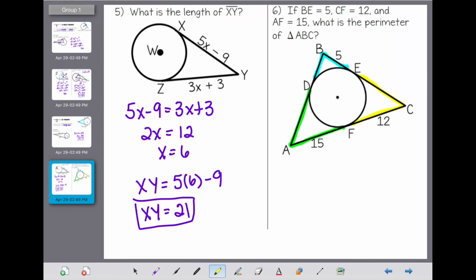So when we are given that BE equals 5, we know that BD also equals 5, which means AD would equal 15, just like AF, and CE equals 12, just like CF. So now, in order to find the perimeter, all we have to do is add all the numbers. And so our perimeter is 64.